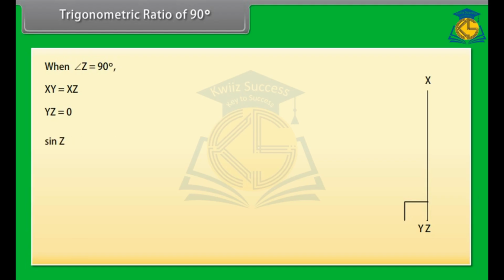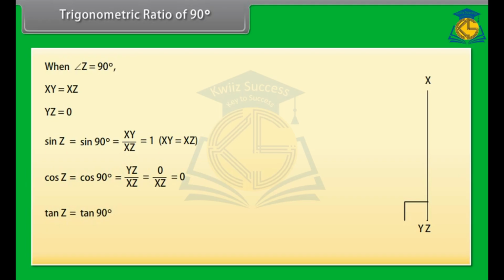Sin Z is equal to sin 90 degree, which equals XY upon XZ, which equals 1, as XY is equal to XZ. Cos Z is equal to cos 90 degree, which equals YZ upon XZ, which is equal to 0 upon XZ, which equals 0. Tan Z is equal to tan 90 degree, which is equal to XY upon YZ equals XY upon 0. Therefore, tan 90 degree is undefined.